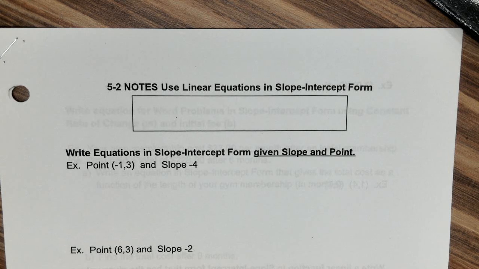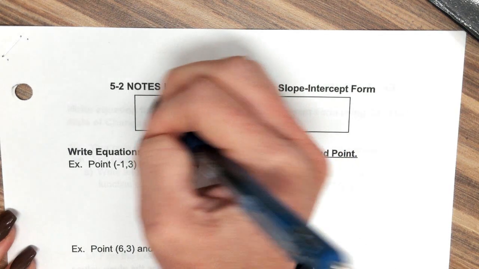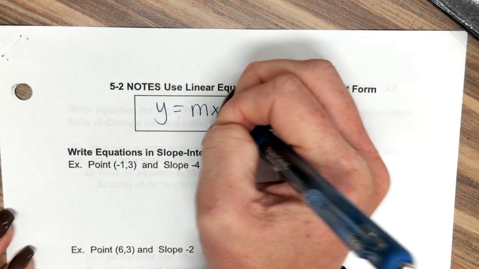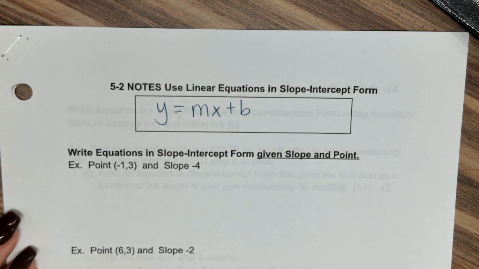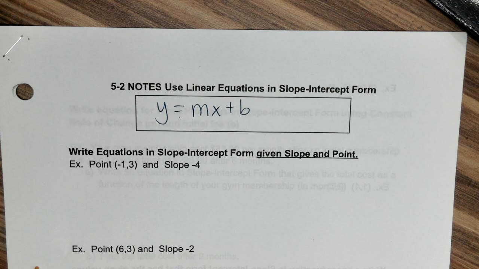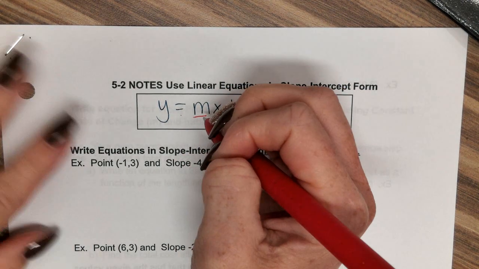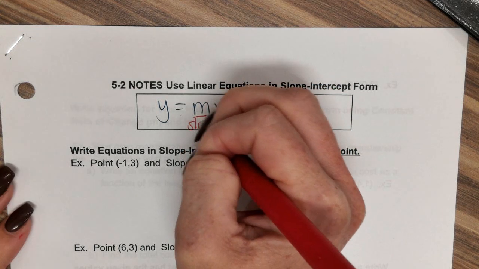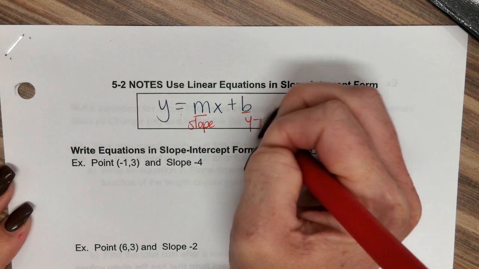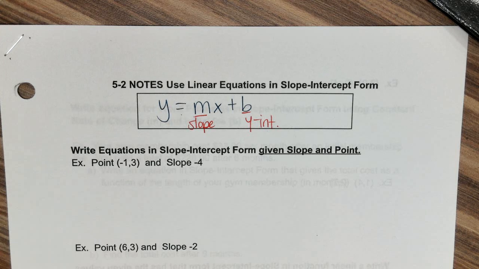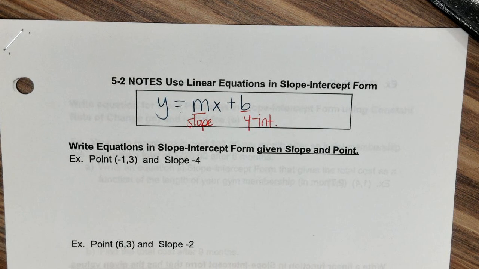So I want you to write that in the little box. So y equals mx plus b, where the m is the slope and the b is the y-intercept.